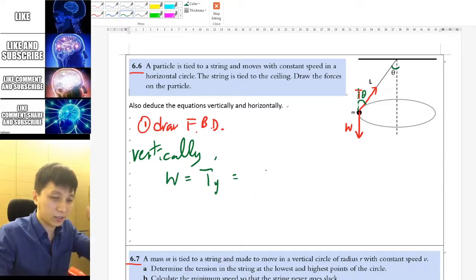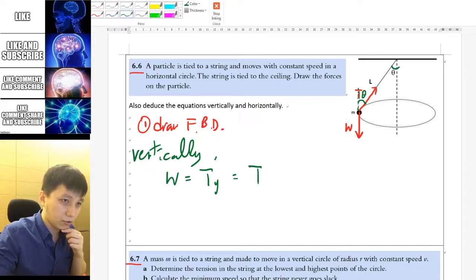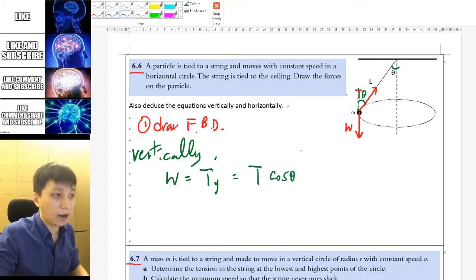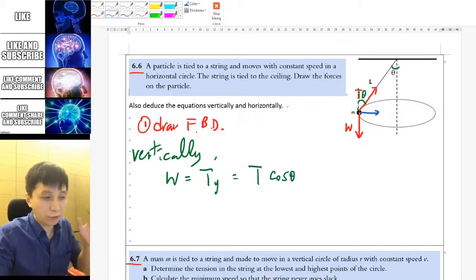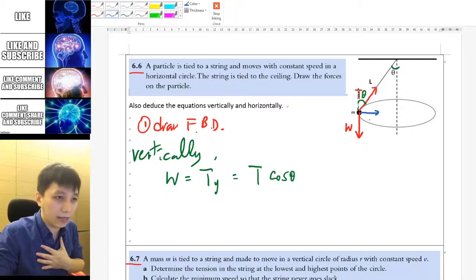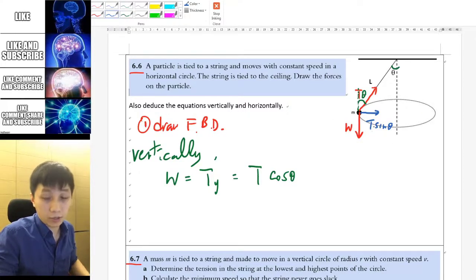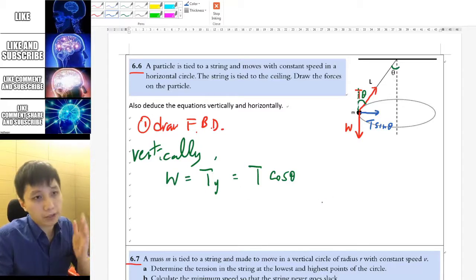Not L, by the way. L is just the length of the string, so it should still be T. T is a force. T cosine theta is how it could be expressed vertically. And so for the horizontal force, by the way, when you draw a free body diagram, you should not draw the components. But here, just for my own reference, I could write down T. Since it was cosine, this one must be sine theta. Looking at the whole picture, this is the only force going horizontally, and that's the force that maintains its motion.